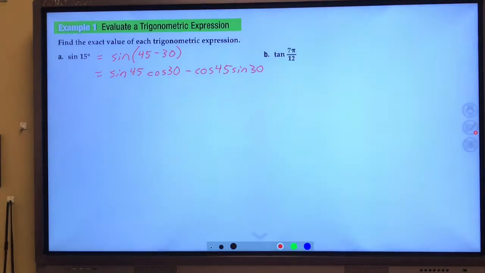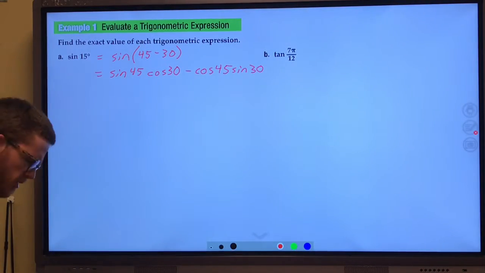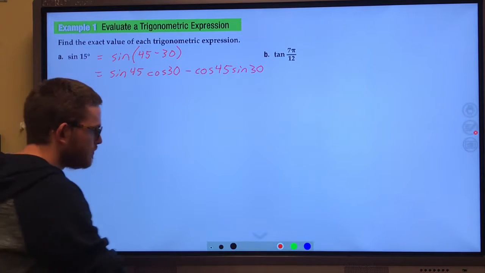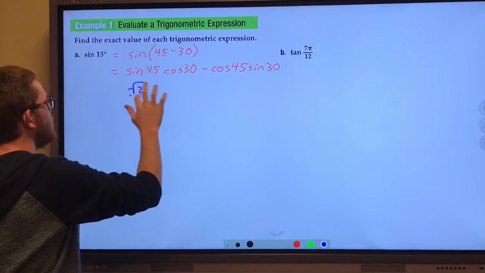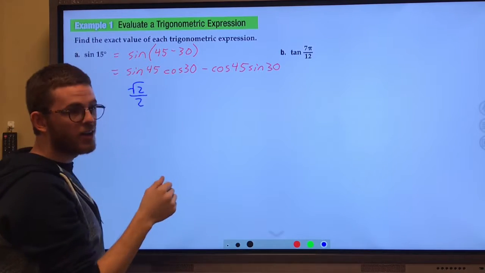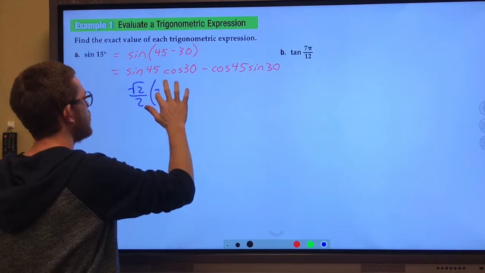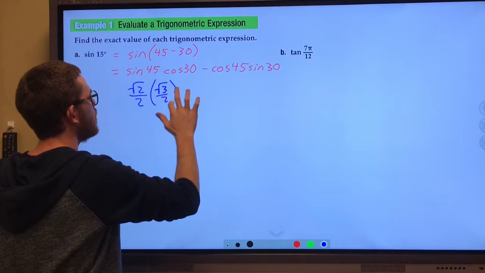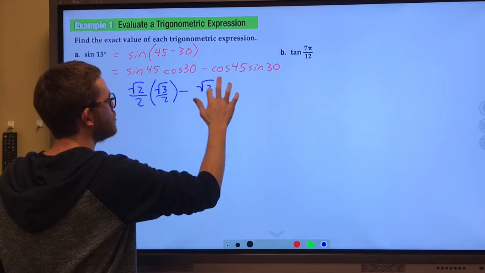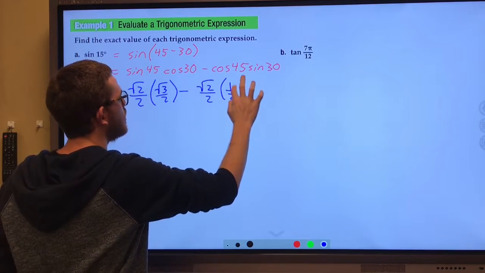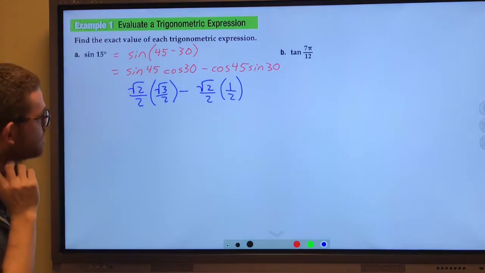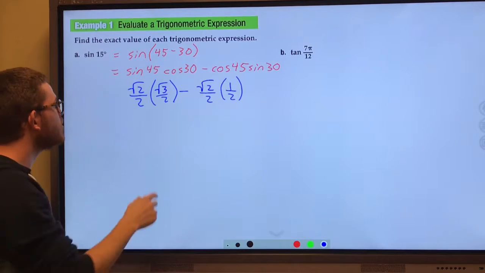All right, so there we go. Now we know these values. We know sine of 45. We know cosine of 30. So we evaluate. All right, we know sine of 45. It's root 2 over 2. Cosine of just 30 degrees, that is square root of 3 over 2. Cosine of 45 is root 2 over 2. Sine of 30, that is a half. All right, so now we can simplify this.